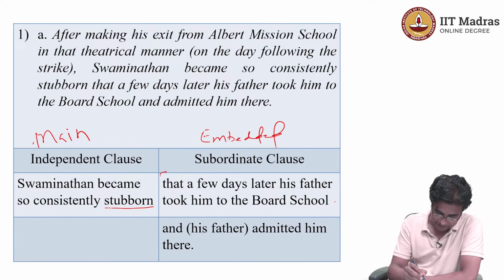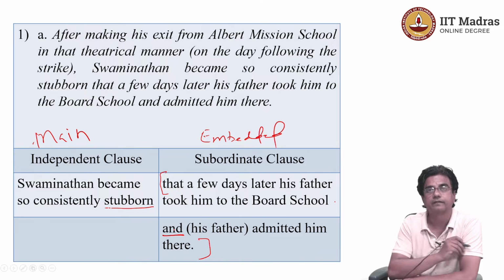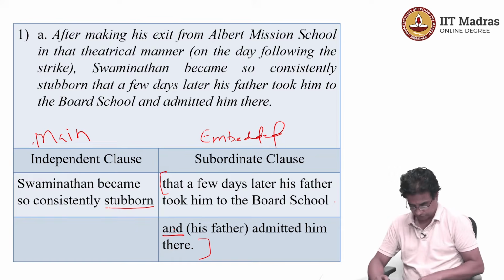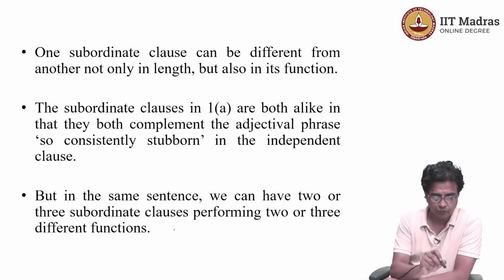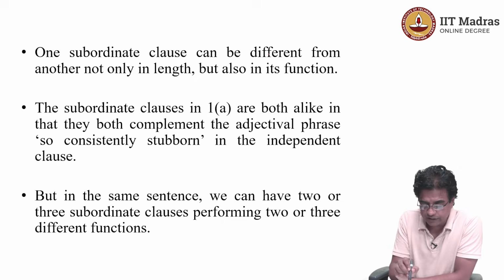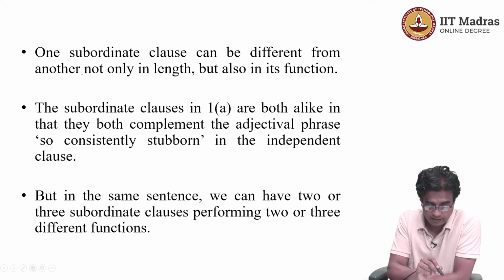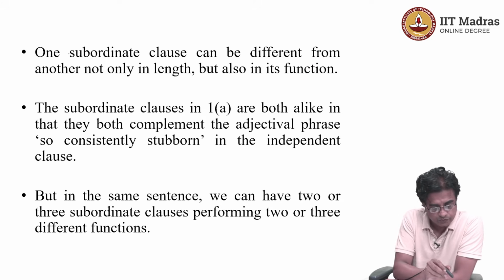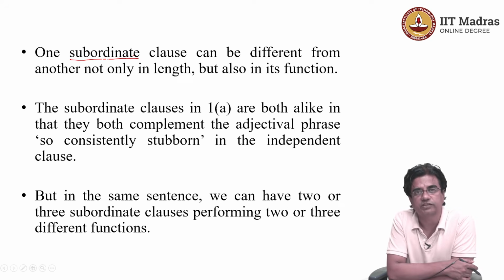So, when you look at it within the subordinate clause, you have a compound sentence. Just giving you clues for that. So what do we see here? One subordinate clause can have different forms, can be different from another, not only in length but also in its function. So, all subordinate clauses do not have the same length and the same functions. That's the purpose of this point.